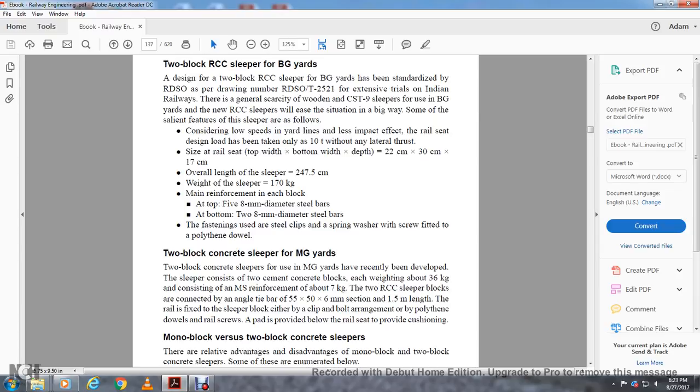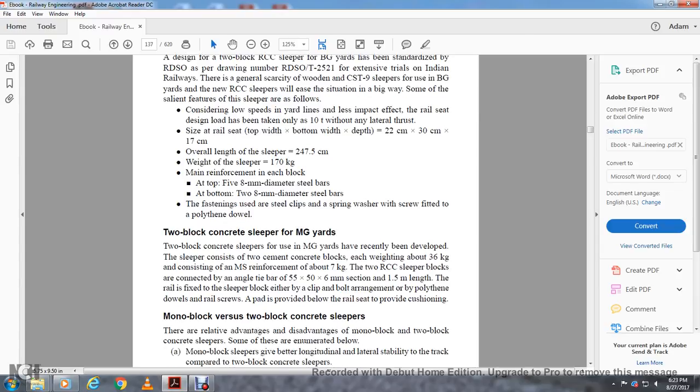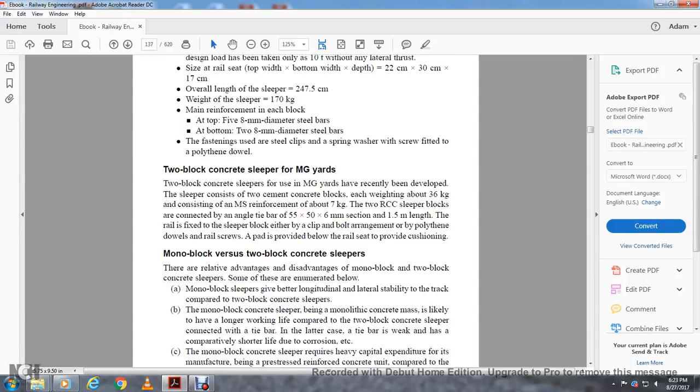Monoblock versus two-block concrete sleeper: the advantages and disadvantages of monoblock and two-block concrete sleepers. Some of the advantages are enumerated below. Monoblock sleepers give better longitudinal and lateral stability to the track compared with two-block concrete sleepers. The monoblock concrete sleeper, through its concrete mass, is likely to have a longer working life compared to the two-block concrete sleeper. The connection with the tie bar is weakened and has a comparatively short life due to corrosion, etc.